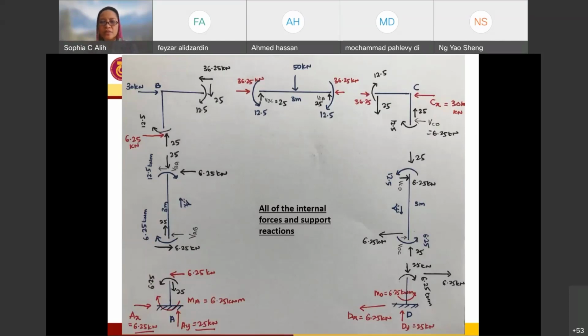So from this information I can draw my shear force and bending moment diagram. After you have calculated all the internal forces and support reactions, you can proceed with drawing the shear force and bending moment diagram. Before we continue with the shear force and bending moment diagram, do you have any question that you want to ask? Do you have any question, class?